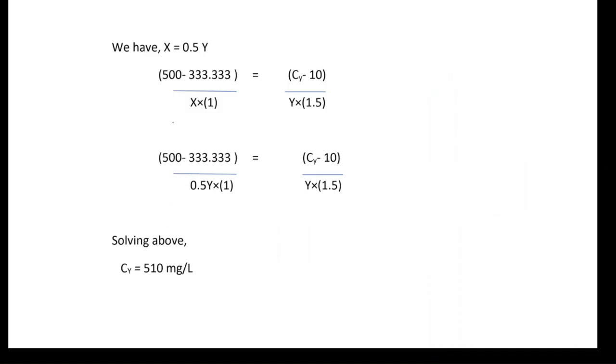And we know X by Y was 0.5, so X is equal to 0.5 Y, right? So we are putting values of this and simply we can solve, and by solving we will get Cy is equal to 510 milligrams per liter.